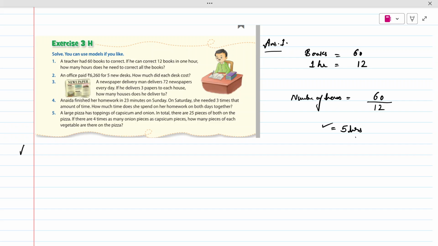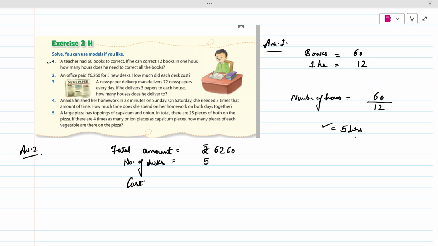Okay, now coming to question number 2, an office paid rupees 6,260 for 5 new desks. How much did each desk cost? Again, this is very easy. So the total amount here is rupees 6,260, and this amount is for 5 new desks. The number of desks purchased with this amount is 5. And what we have to find is the cost of each desk.